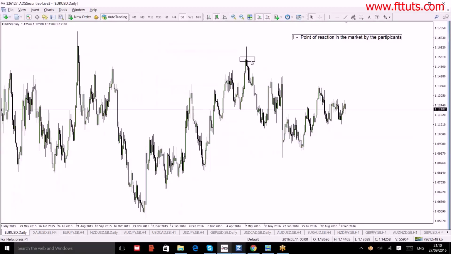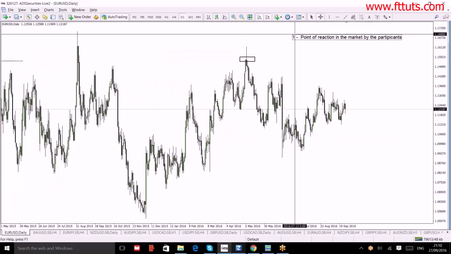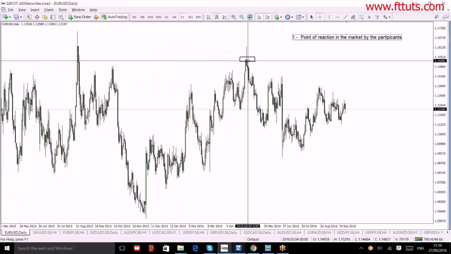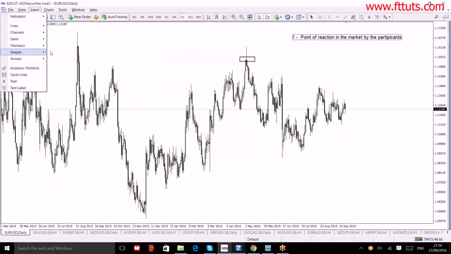Guys, this is a point of reaction. Can you see a reaction to the downside? 417 pips here. The price reacted from this level. Market participants entered and reacted from this level, guys. See, the price went 420 pips down to the downside. Make sense? Do you guys understand what I just said? This is called point of reaction. I'm going to show you more.